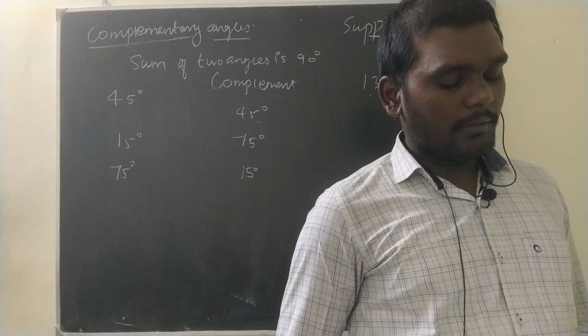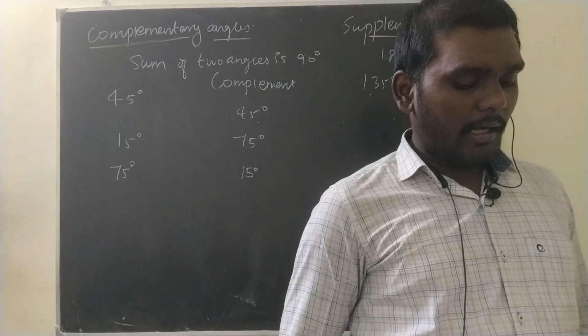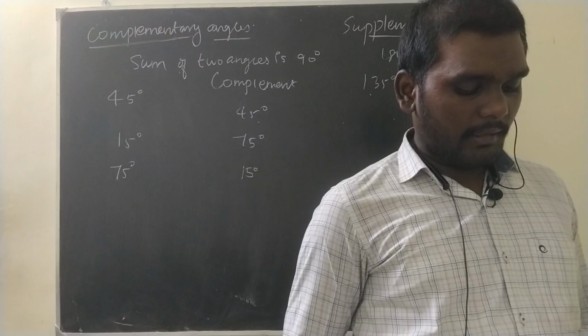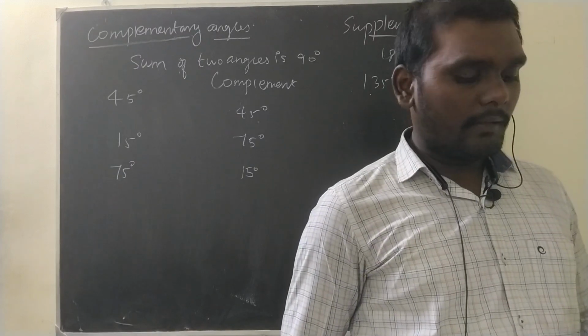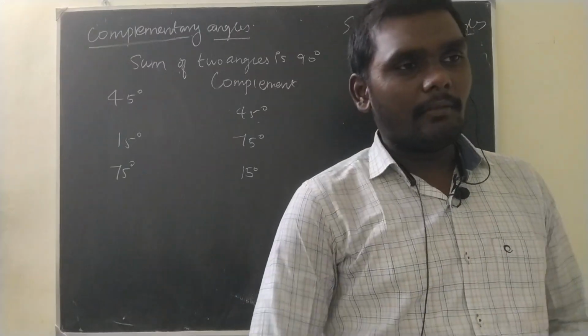Next. Exercise 5.1. Find the complement of each of the following angles. Find the supplement of each of the following angles. Identify whether the following pairs are complementary or supplementary. Find the angles which are equal. That 4, 5, 6 is solved. This 1, 2, 3. Do you have any idea about this question? Can you answer quickly?